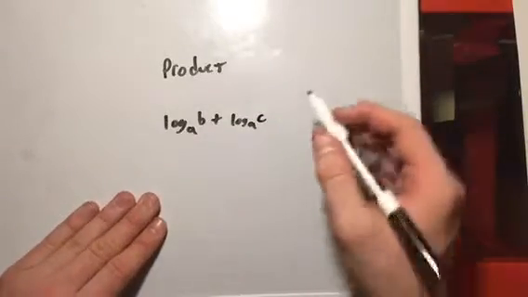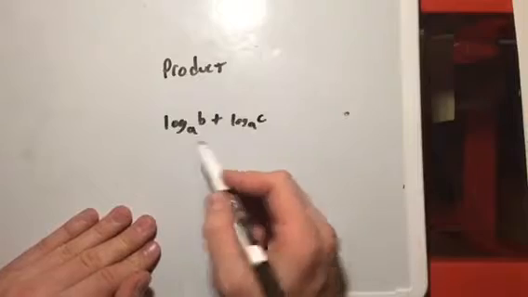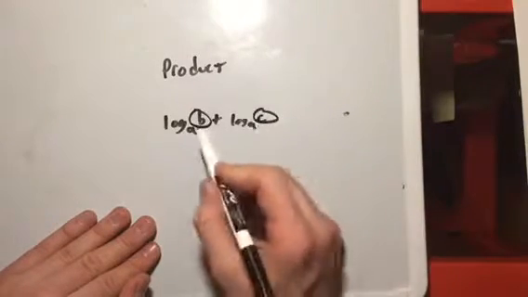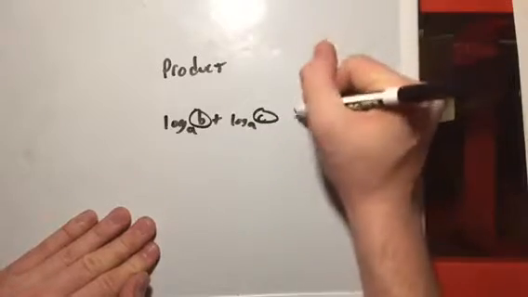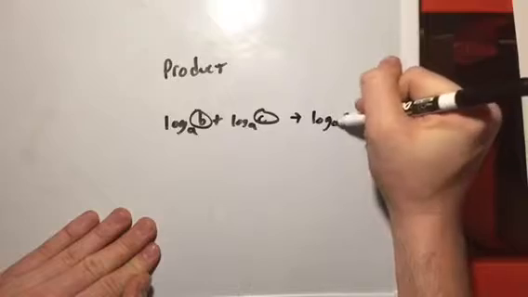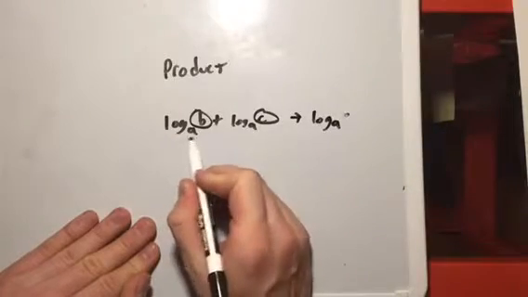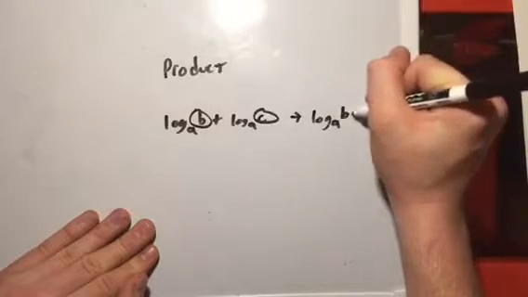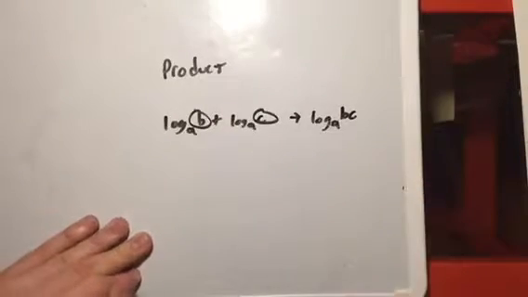So now, when we're trying to add them, we take these two, B and C, and we multiply them together. So this would look like log base A, remember, we have the same base, of B times C. So let's throw some numbers in.